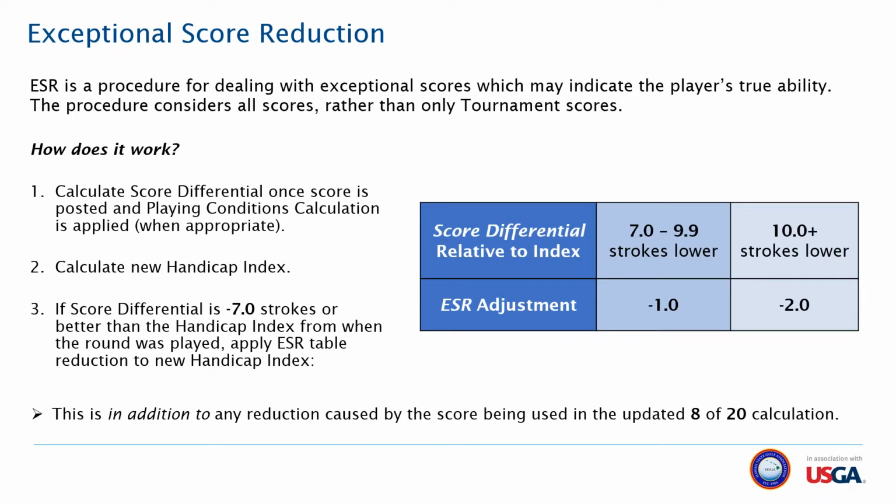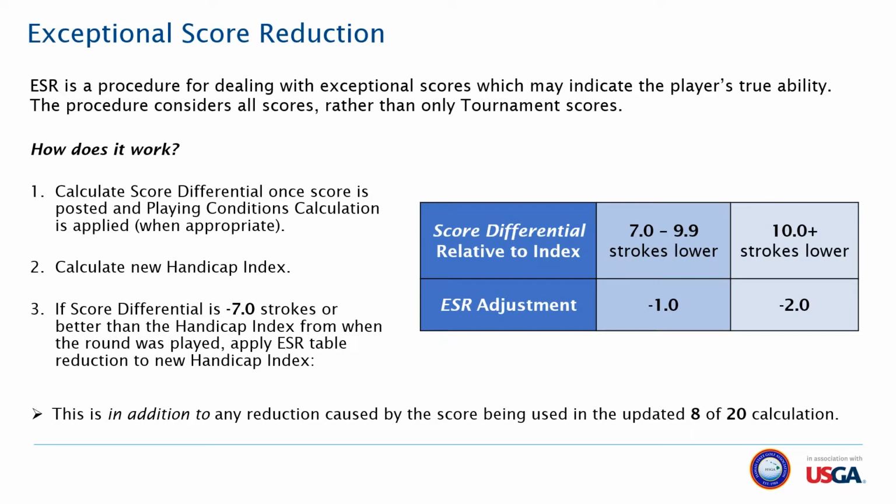The ESR, exceptional score reduction, is a procedure that will essentially replace the current 10-3 reduction process and will simplify the automatic reduction altogether. It considers all scores rather than just tournament scores, so that any time a player demonstrates ability that is significantly better than their index suggests, a simple automatic adjustment is made. If a player posts a score that produces a score differential 7.0 strokes or better than their handicap index at the time the score was submitted, an automatic adjustment is made by using this display table. Here we see score differential relative to index and the ESR adjustment.